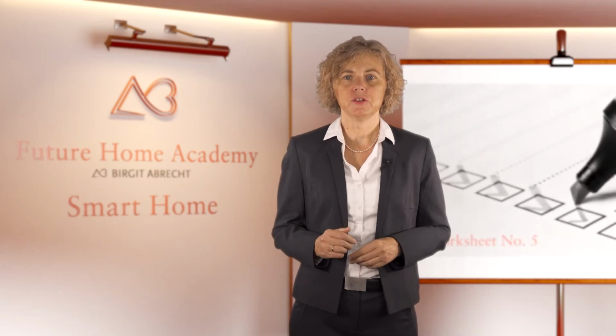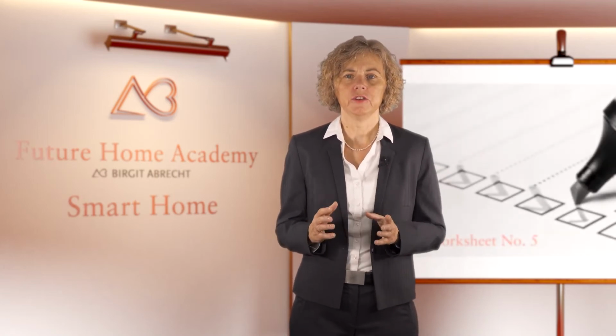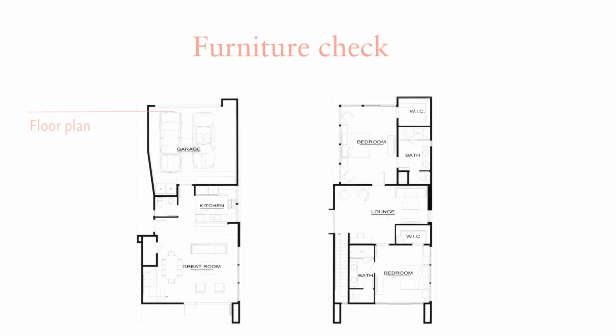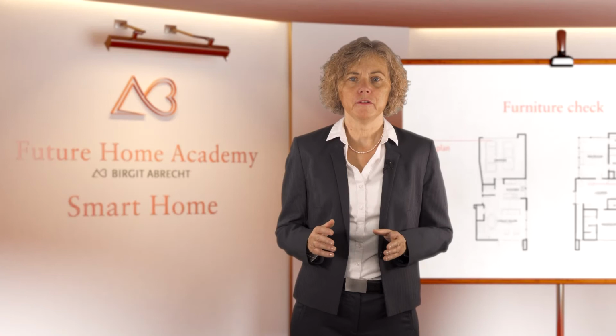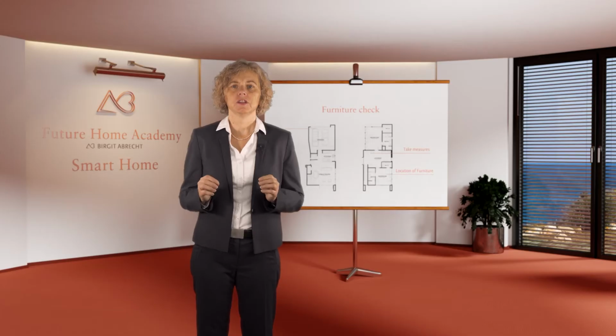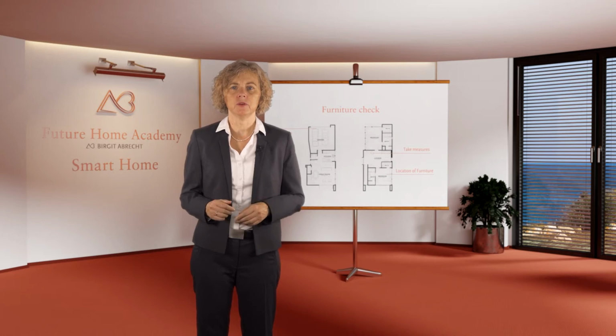Now let's go ahead to worksheet number 5. Here you will decide how you want to set up your furniture in your home. In order to put the home automation devices on the right spots, a furniture check is very helpful. For this purpose, draw your furniture in a copy of your floor plan. If you don't have a floor plan of your home, make a sketch yourself. Just measure the size of each single room and add the windows and doors.